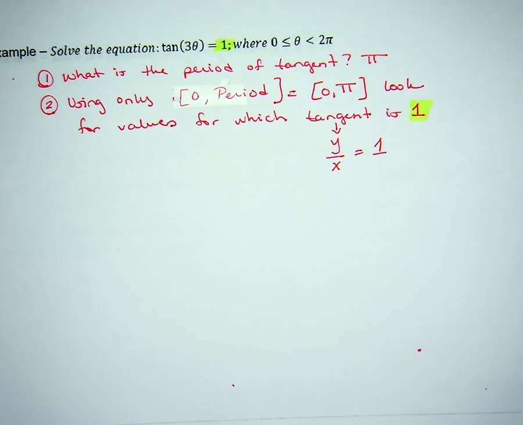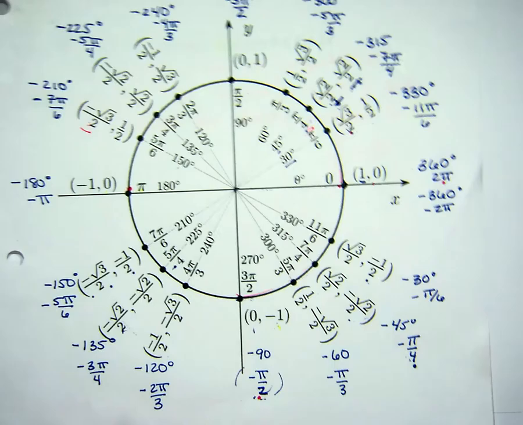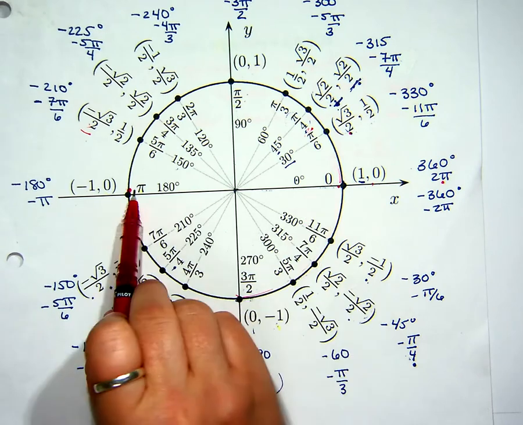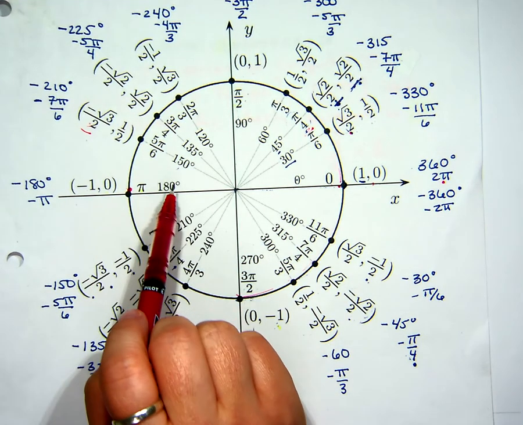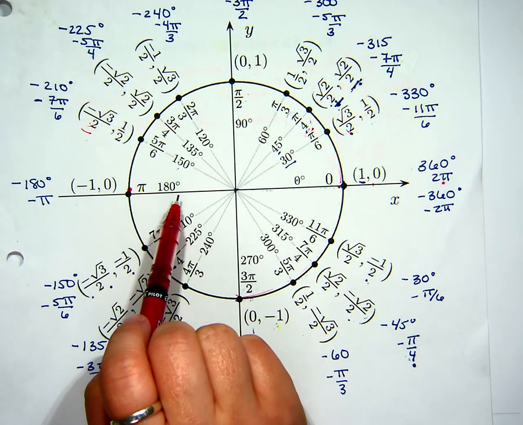Let's go to our unit circle. Between 0 and pi, we're talking about a half rotation, where is y divided by x equal to 1? Well, this won't get it to me. That one will. That's pi over 4. Let's see if there's any more.